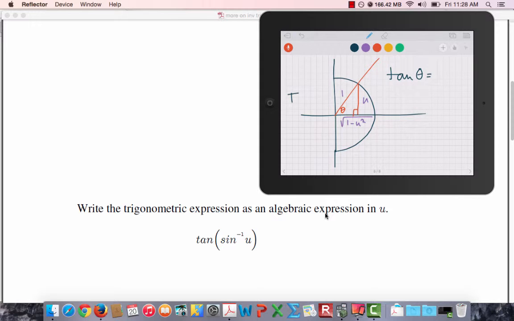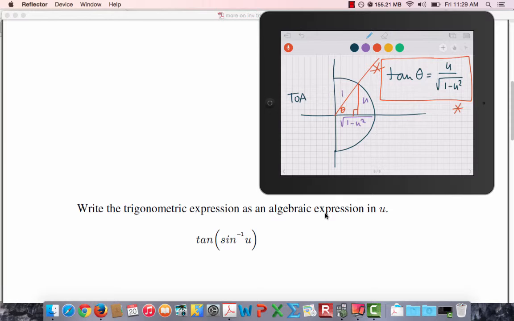And so as we know, tangent is equal to the opposite over the adjacent side. So the tangent of theta is going to be my opposite side over my adjacent side, which is u over the square root of 1 minus u squared. Again, this is assuming that the angle was in the first quadrant.